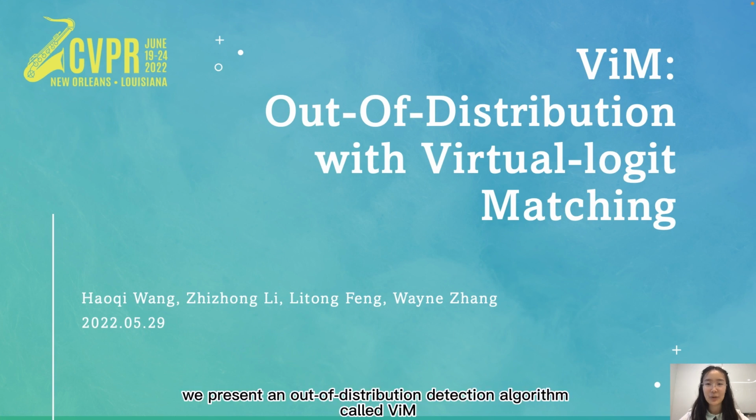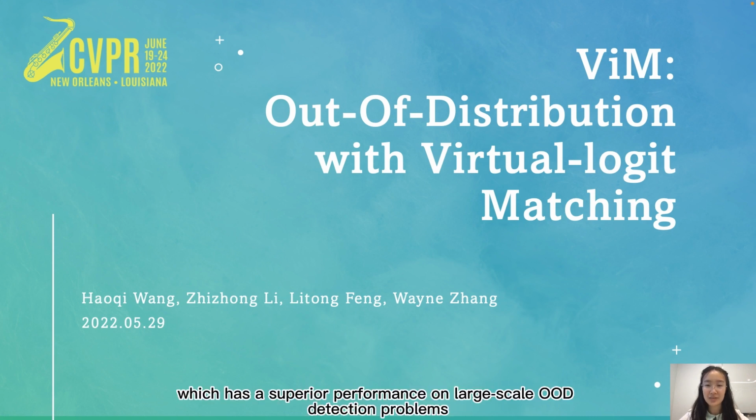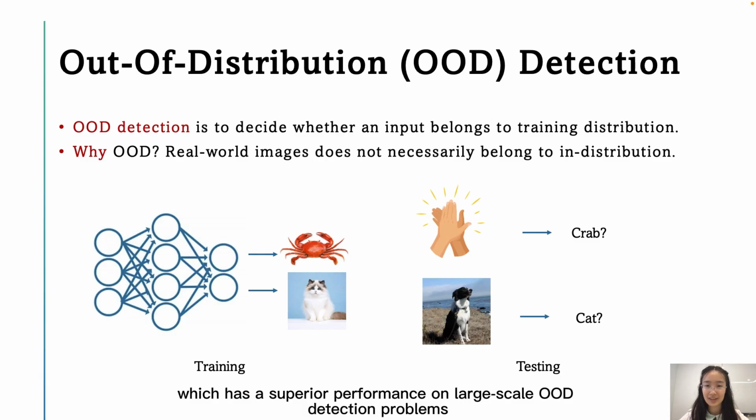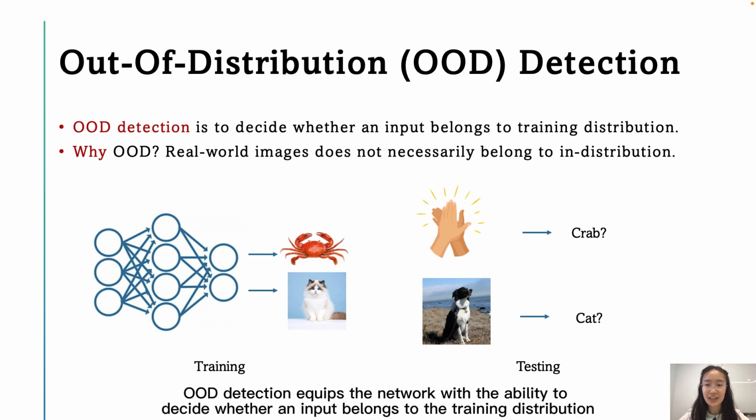In this video, we present an out-of-distribution detection algorithm called ViM, namely the Virtual-logit Matching, which has a superior performance on large-scale OOD detection problems. As shown in the picture, given a classification network that distinguishes crab and cat, when new images such as dogs or clapping hands are given as inputs, it will mistakenly recognize the images as a class it knows. OOD detection equips the network with the ability to decide whether an input belongs to the training distribution.